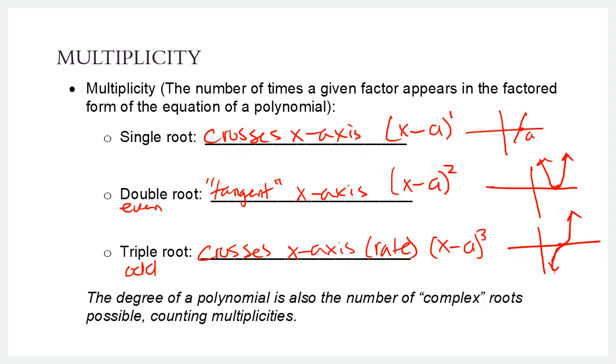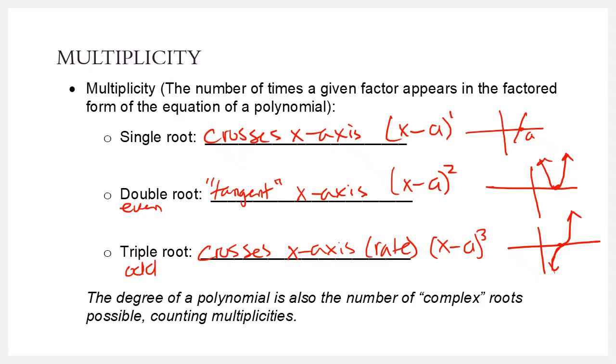The degree of the polynomial is also the number of complex roots, which means in total, whatever the degree is, that's the maximum number of what we're going to eventually learn, real and imaginary roots you can have in total. That's a later pre-cal problem.